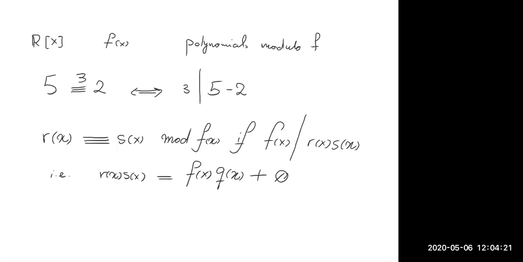So that's what we mean by two polynomials to be congruent mod another polynomial. Okay. So for example, suppose we are thinking about polynomials over R[x], and we choose the polynomial f(x) to be x squared minus 1. Okay. So I want to study congruence classes mod f.